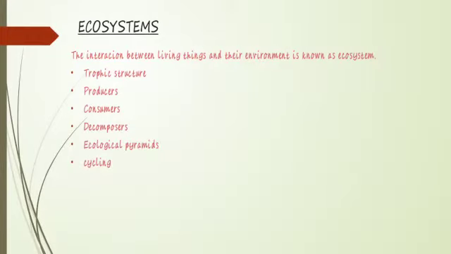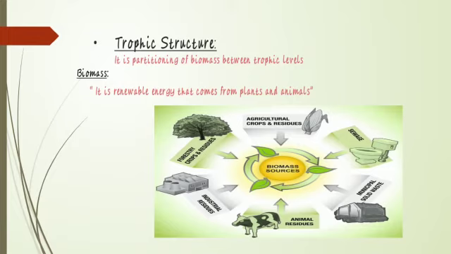Now, what is ecosystem? The interaction between living things and their environment is known as ecosystem. The elements included in this are trophic structure, producers, consumers, decomposers, ecological pyramids, and cycling. So, what is trophic structure? It is partitioning of biomass between trophic levels. What is biomass? It is renewable energy that comes from plants and animals.